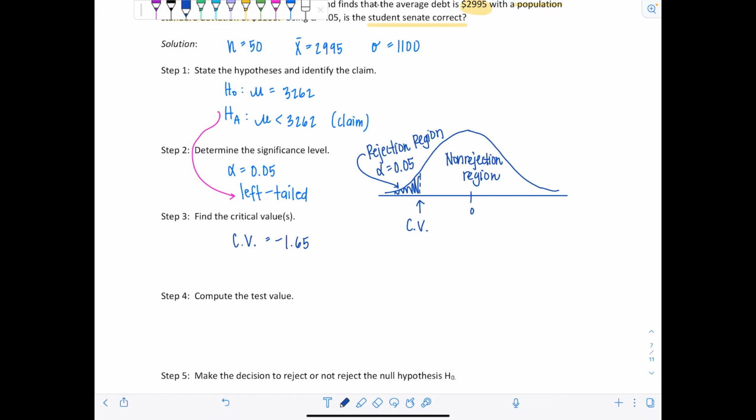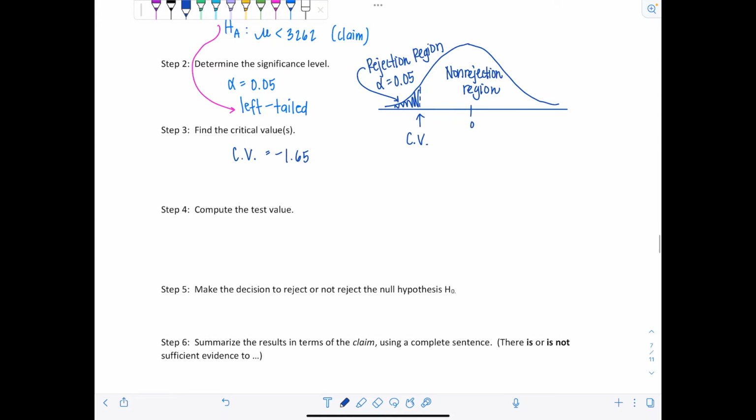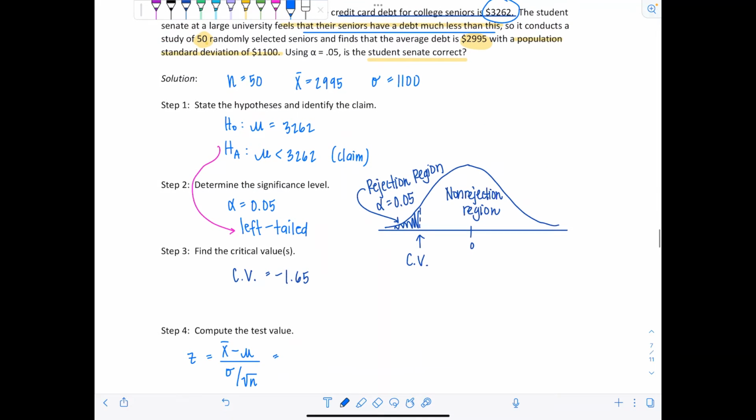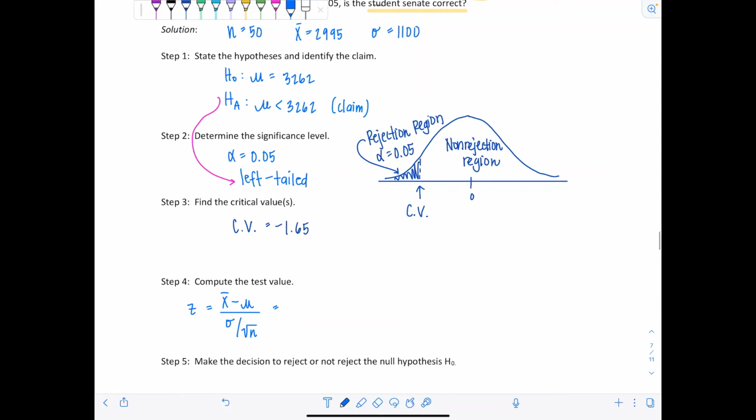Now let's compute the test value. To get the test value, we're doing a z-test for the mean. So I'll write out the formula again. Z equals x bar minus mu over sigma over root n. So x bar, you can scroll up, we listed it all out, right? 2,995 minus mu, 3,262 over sigma, 1,100 over root n, radical 50.